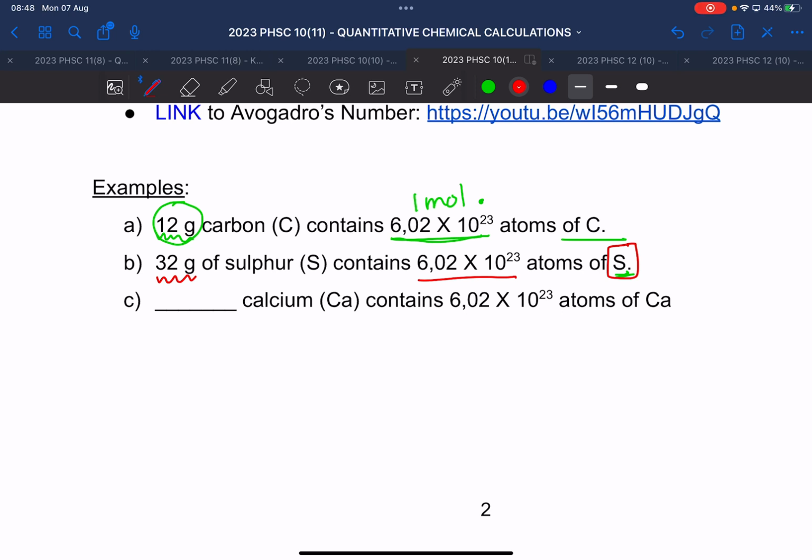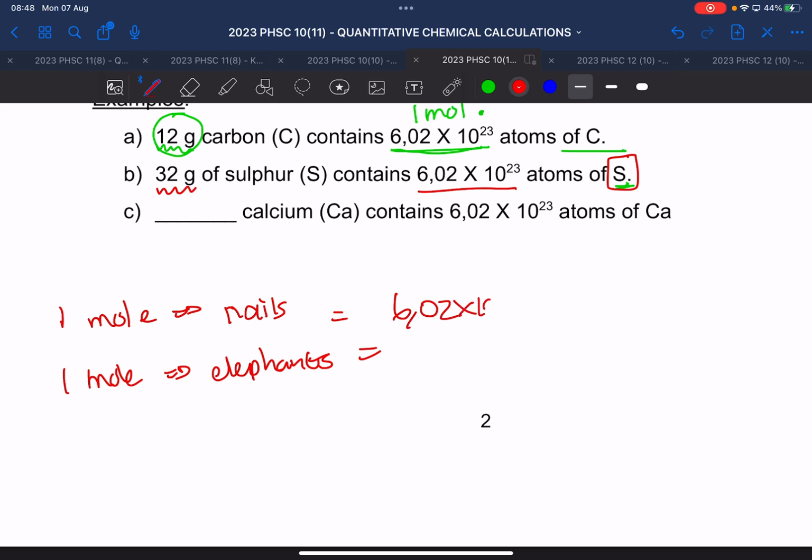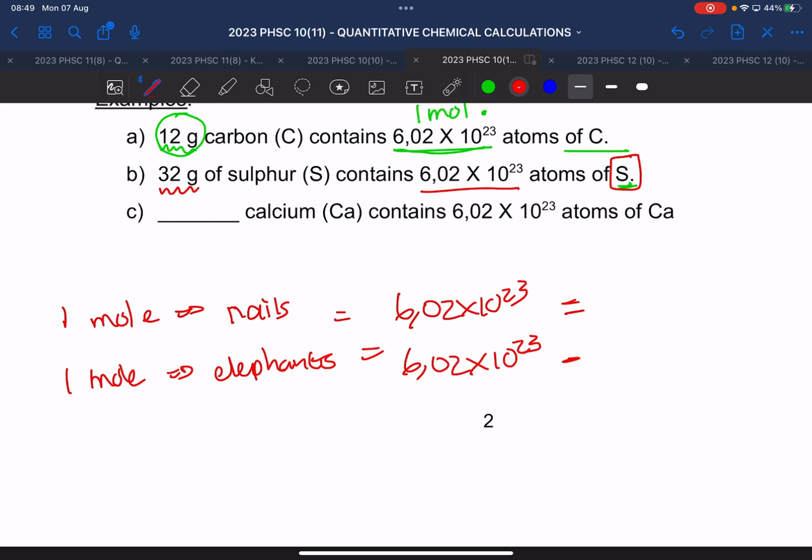Okay, so for each thing it will be different, because if I have 1 mole of nails, and if I have 1 mole of elephants, okay, that's how many nails I have, or how many elephants I have. Hoeveel dink jy gaan hierdie weeg? How much will this weigh? The nails. Huh? Min? Nee?